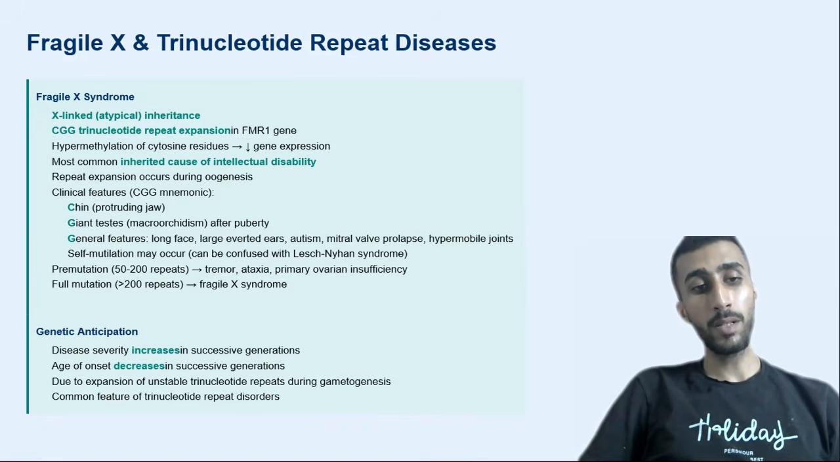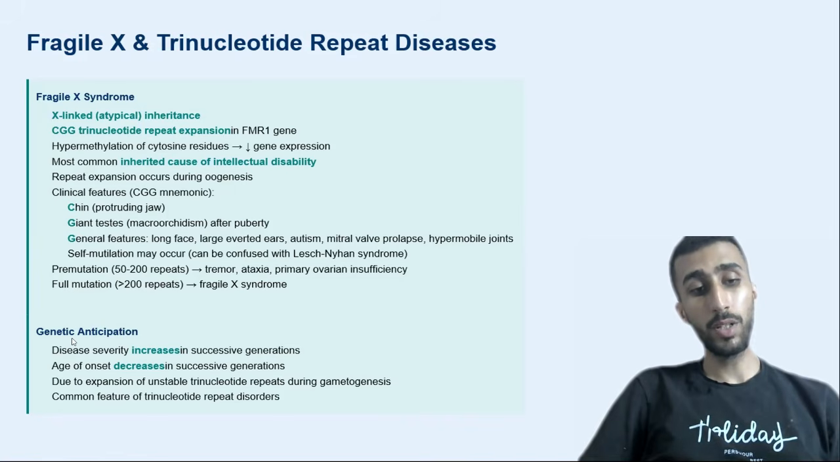There is something called the premutation and the full mutation. The premutation level is from 50 to 200 repeats. These people may have just tremors, ataxia, and if she is female, she may have primary ovarian insufficiency, versus the full mutation that has the whole clinical picture as here. It needs more than 200 repeats.